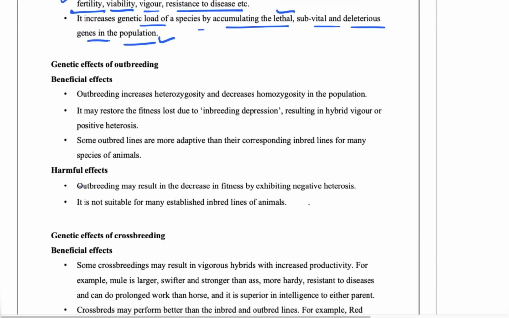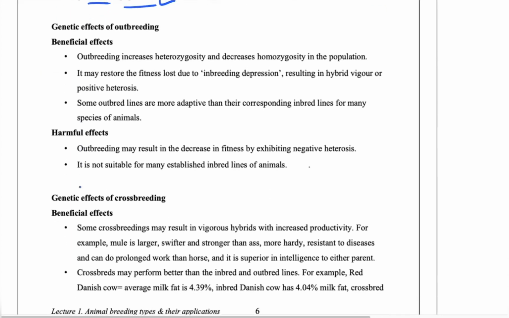Then there are the genetic effects of outbreeding. So the beneficial effect of outbreeding is more as compared to the harmful effect. Outbreeding increases the heterozygosity, and it decreases the homozygosity in a population. So it is the exact opposite of what inbreeding does. Then it may restore the fitness lost due to inbreeding depression, resulting in hybrid vigor and positive heterosis. So you can reverse the inbreeding depression with the help of outbreeding, right?